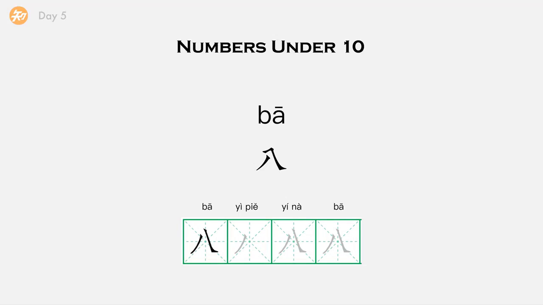The next one is 8. It's called 八. We met this one in our previous lesson. The strokes order is also easy. Read after me. 八. One more time. 八.